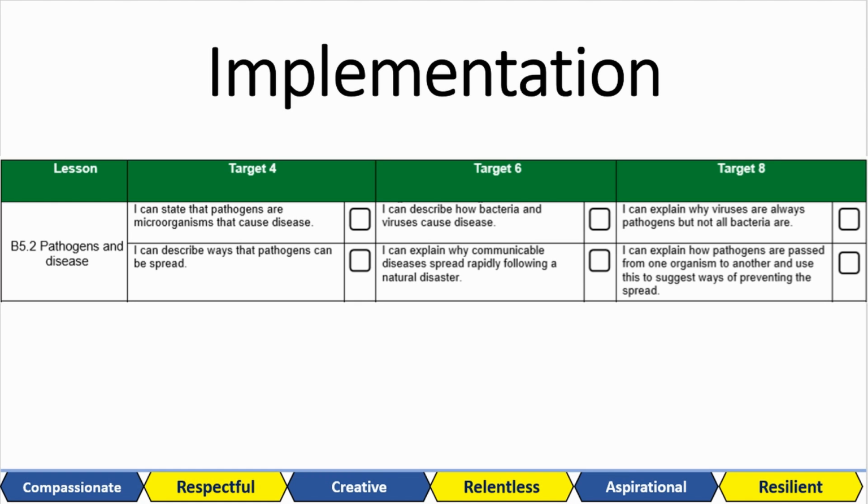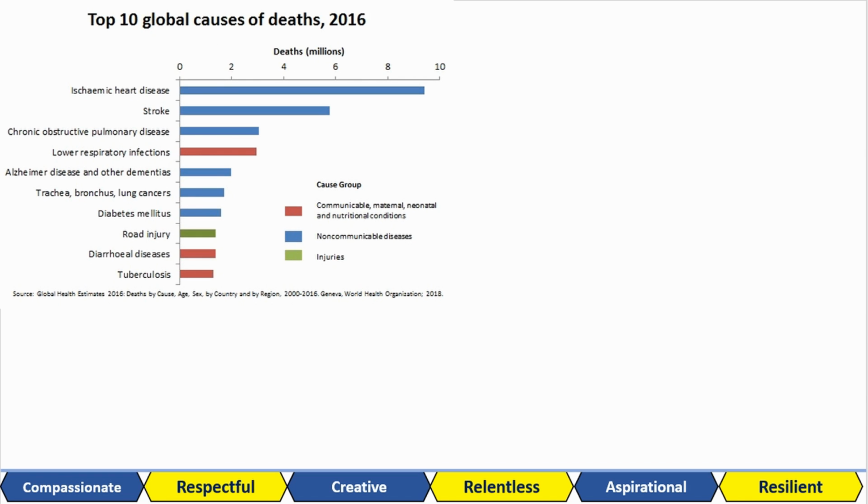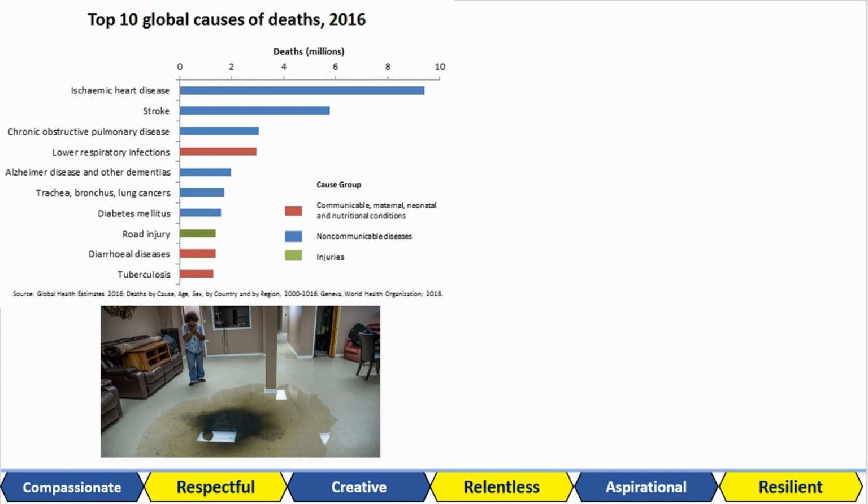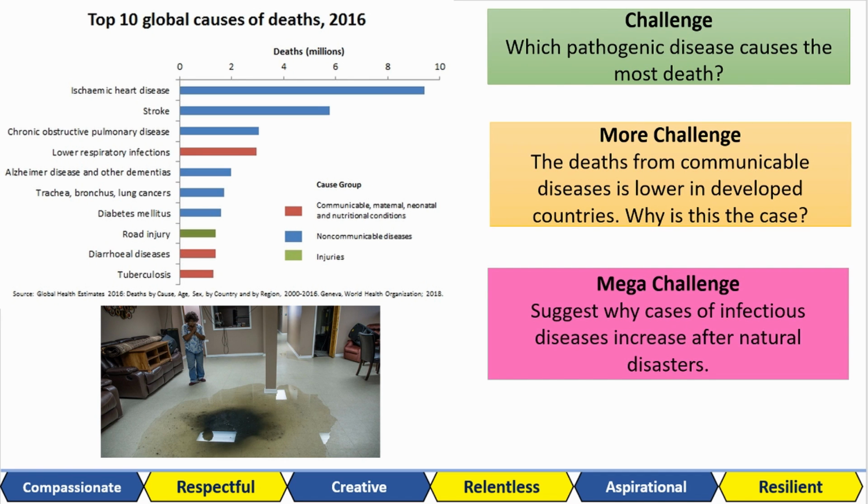Look at that, we're done with the top row. I've got another challenge activity for you to have a go here. This bar chart represents the top 10 global deaths in 2016, and we have a color key over here. This final picture shows some of the effects of a natural disaster. Now have a go at these challenge activities.